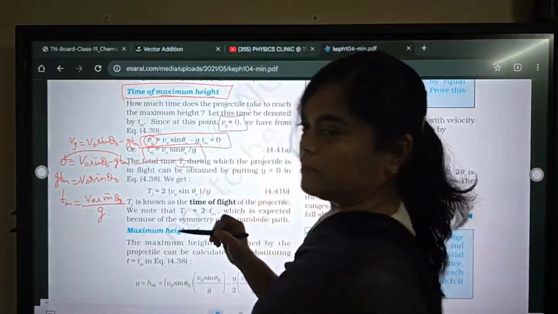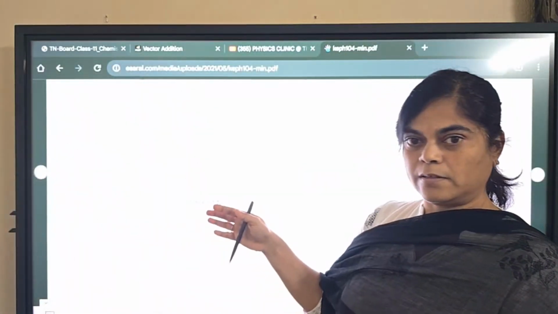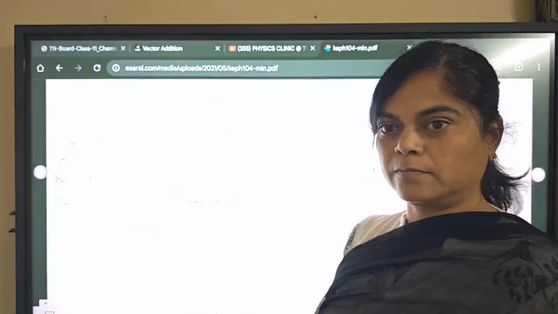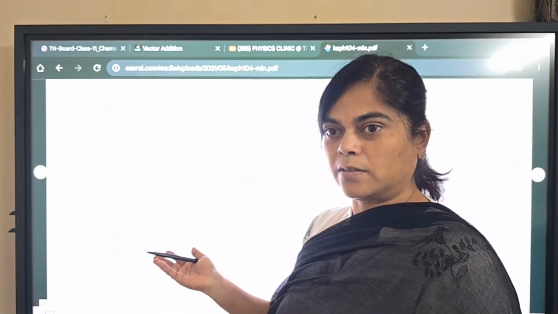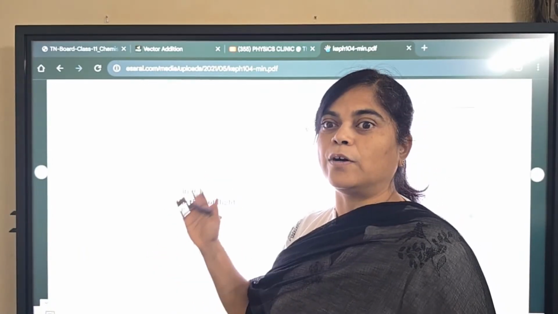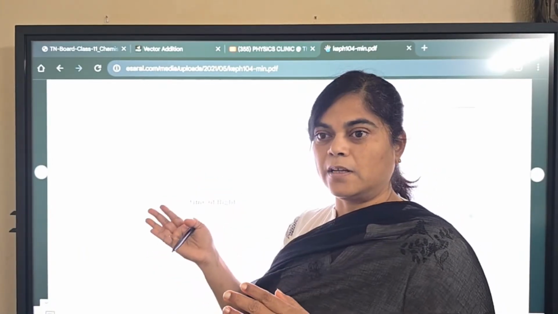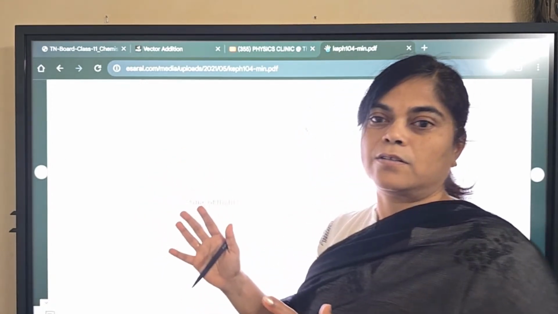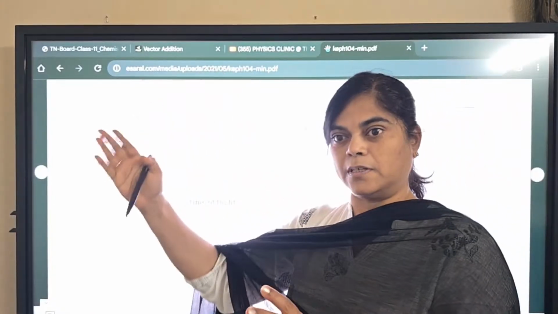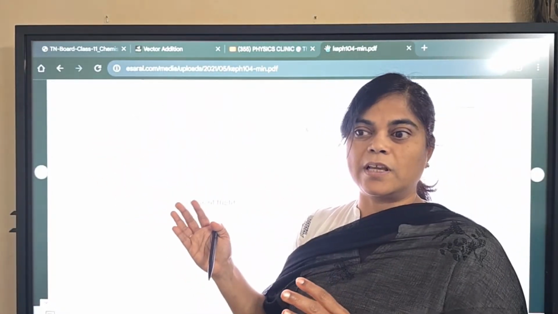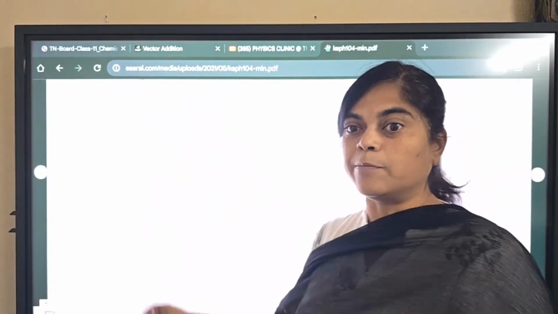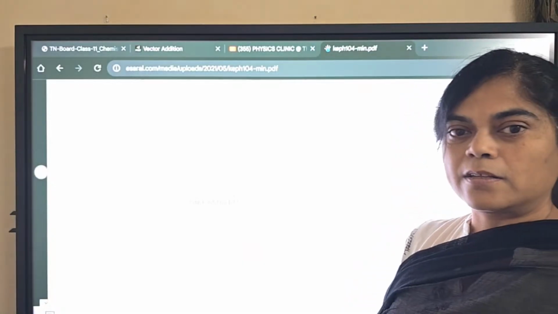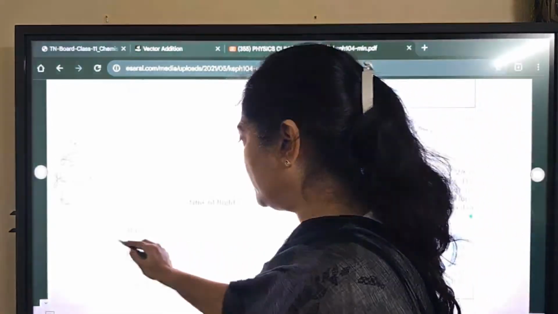Next, the total time, or the time of flight. Total time will be 2 times that, right? Initially you found the time of maximum height, which is until half the time we can say. That means half the path is completed. If it completes the full path, the total time of flight will be calculated by multiplying by 2. That's it. Similarly, we can find out the maximum height of a projectile also.